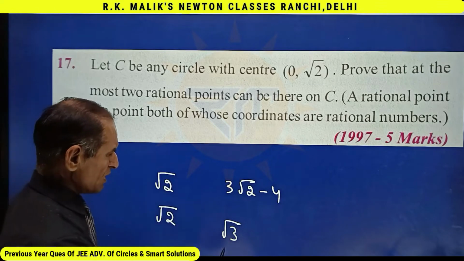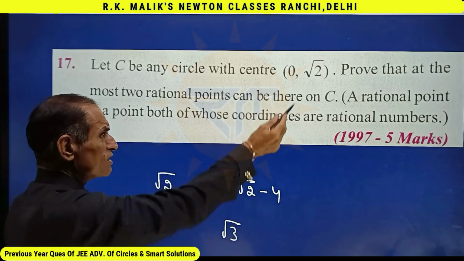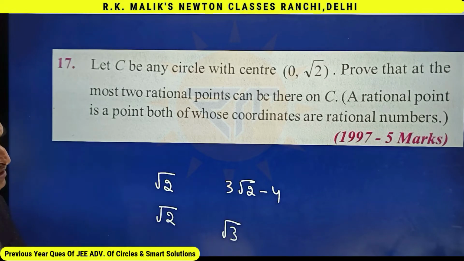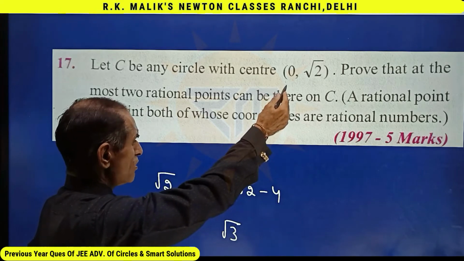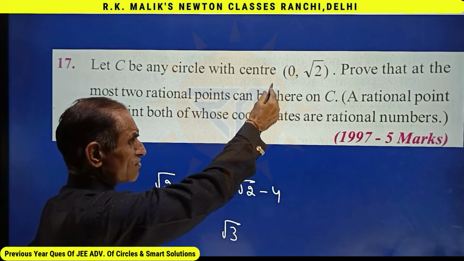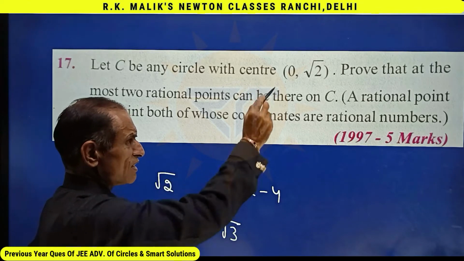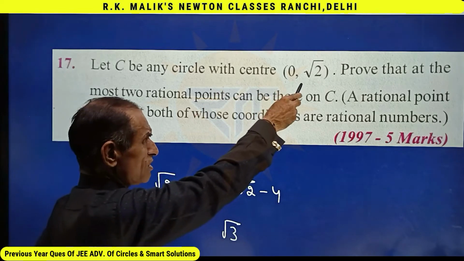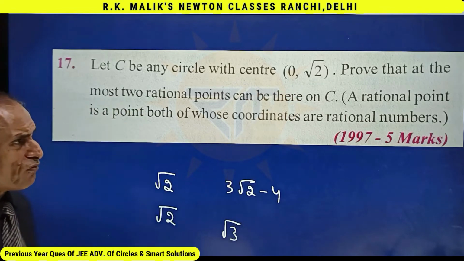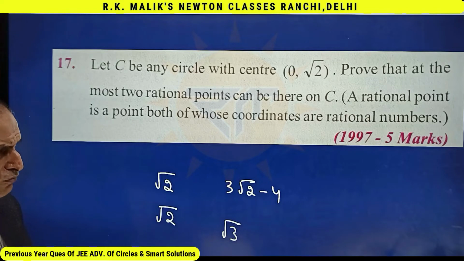If this type of irrational numbers are the coordinates of the center of the circle, in that case at the most one rational point is possible on the circle. If this type of irrational number is at the center of the circle, or one coordinate is rational and the other coordinate irrational, in that case at the most two rational points are possible on the circle. And if both the coordinates are rational, in that case any number of rational points are possible on the boundary of the circle. I'll be explaining each case one by one.